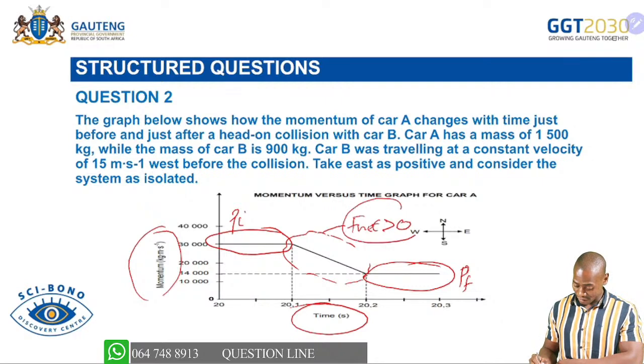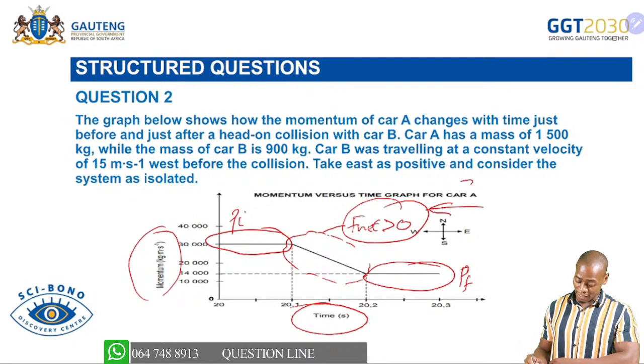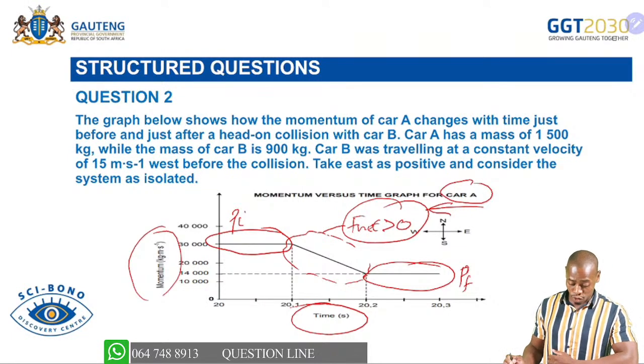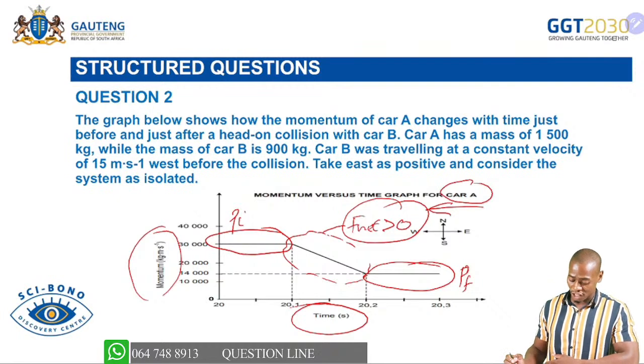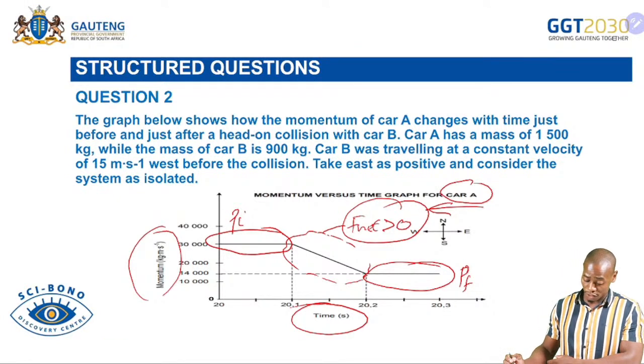And this net force is applied by which object? So let's check the statement. Remember, this is for car A. So this graph is for the momentum, initial and final momentum, for what? For car A. The graph below shows how the momentum of car A changes with time just before and just after a head-on collision with car B.